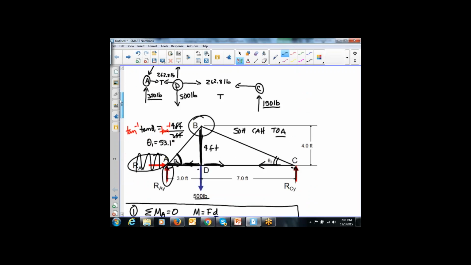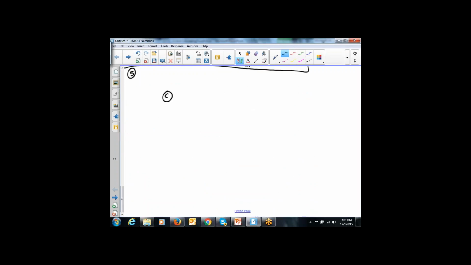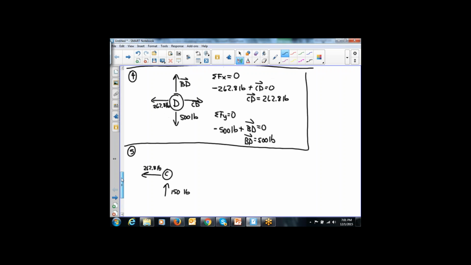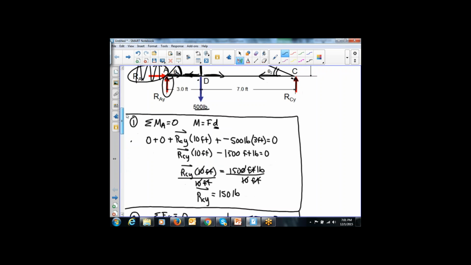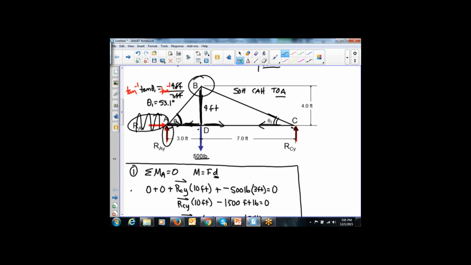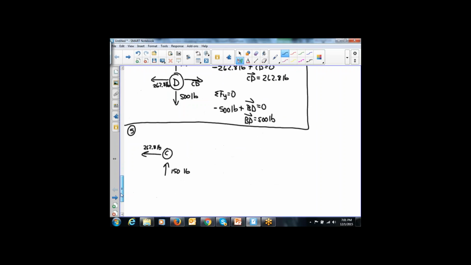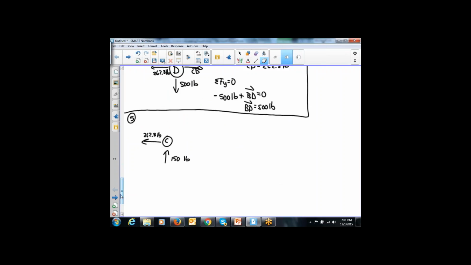So joint C, 150 up, 262.8 to the left. Okay, so the only other thing that can affect joint C is very similar to what we had at A, and that is that this member BC right here can push or pull on C. So we're going to assume that it's in tension, so its reaction is to pull in. Again, tension is going to be away from the joint. I'm going to erase this 262.8 and put it below so it's not in my way.